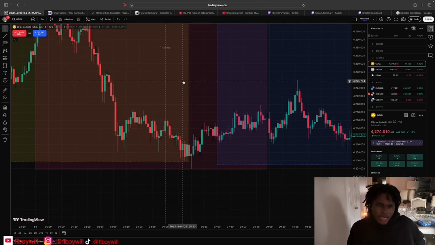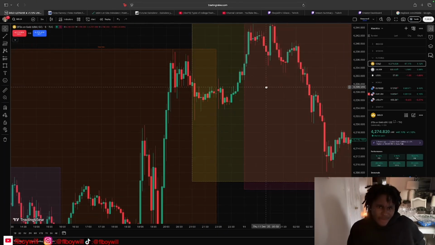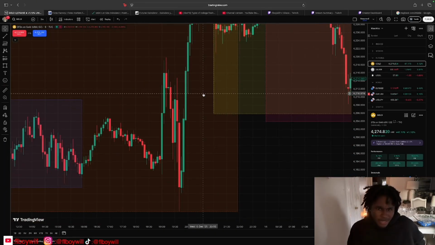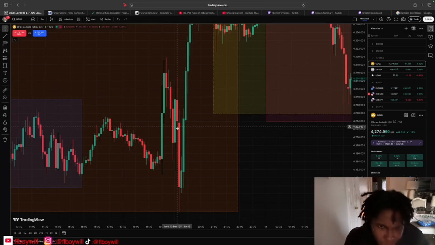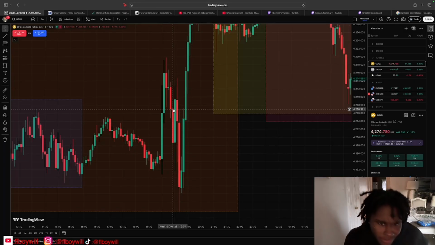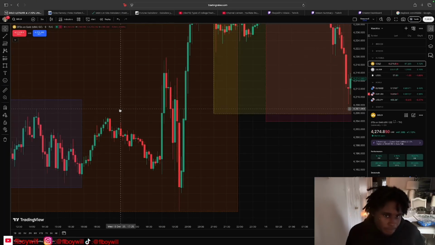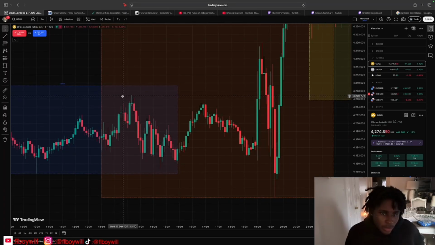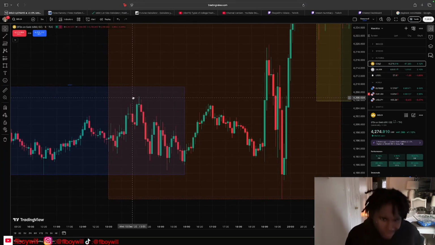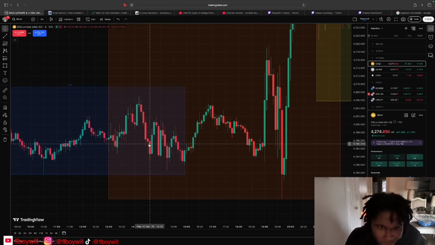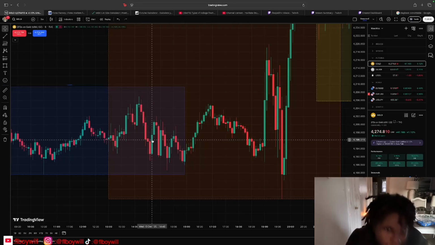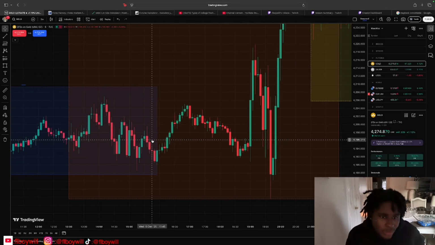Let me show y'all an example of a not fair value gap that y'all would have probably took as a fair value gap. This is a big no-no. This is not a fair value gap. I saw this earlier. I remember this. This is not a fair value gap. This is a big no-no. This is barely a fair value gap. I wouldn't even count it as one.